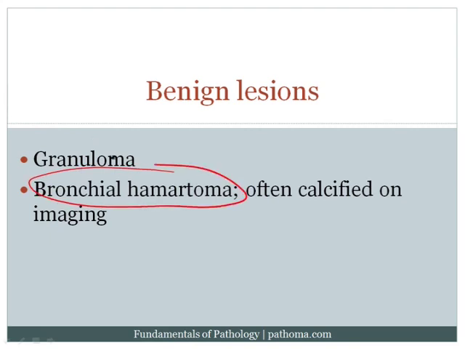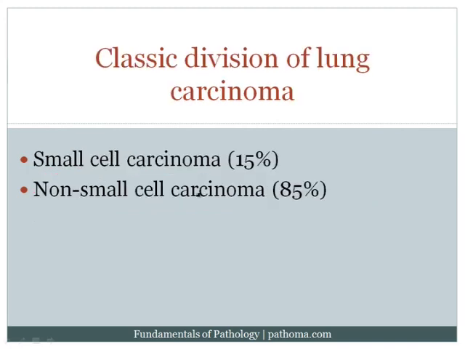First of all, what is a hamartoma? A hamartoma is a benign mass that is comprised of tissue that normally belongs in that location, however it's disorganized. And so the bronchial hamartoma actually contains lung tissue and cartilage. That's high yield. Lung tissue plus cartilage. And this lesion is often calcified on imaging. And so this is another potential cause of a benign coin lesion.